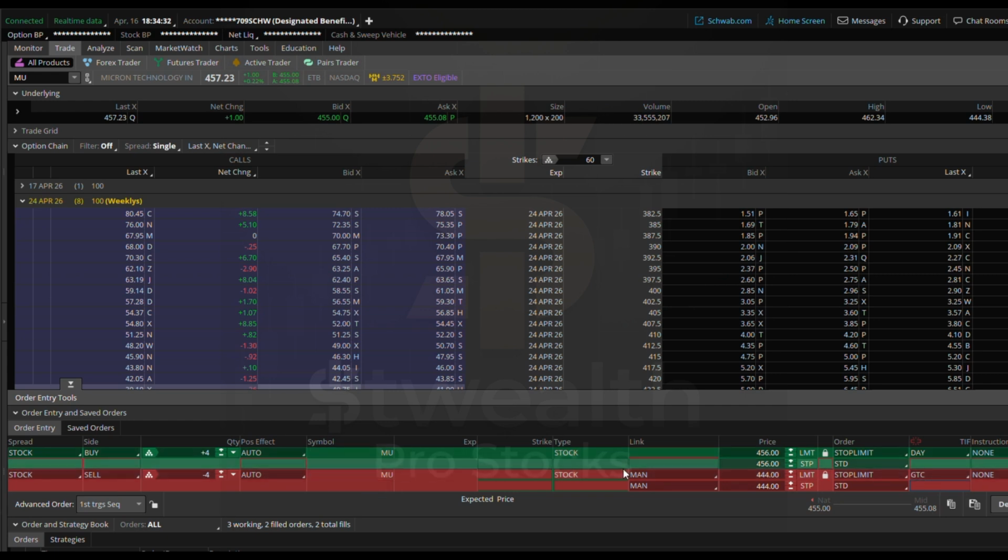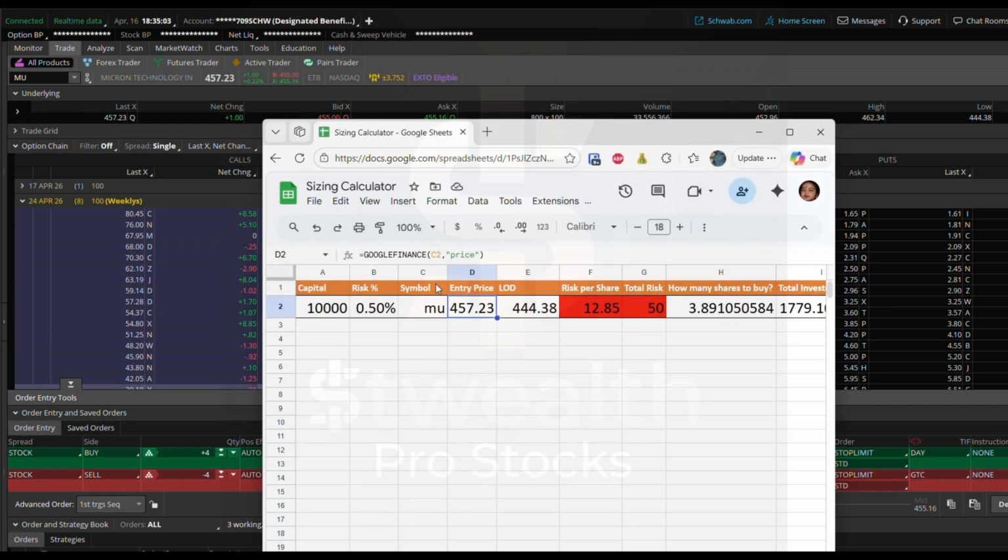So there you go. You have a BSLO order ready with a stop order, and we set it up as an advanced order, first triggers sequential. That means if it triggers the first one, then it triggers the second one. That is the perfect way of setting up an order with a stop. You are taking a calculated risk, and if that risk needs to be executed, you're already putting in a stop order. So you are out of the stock, risking 0.5% of the account, which is about $50 on that single trade.